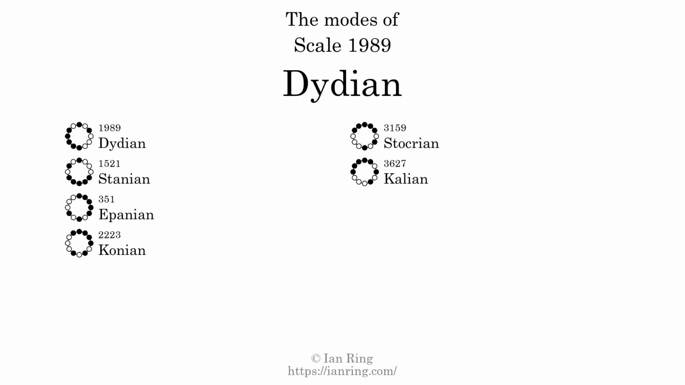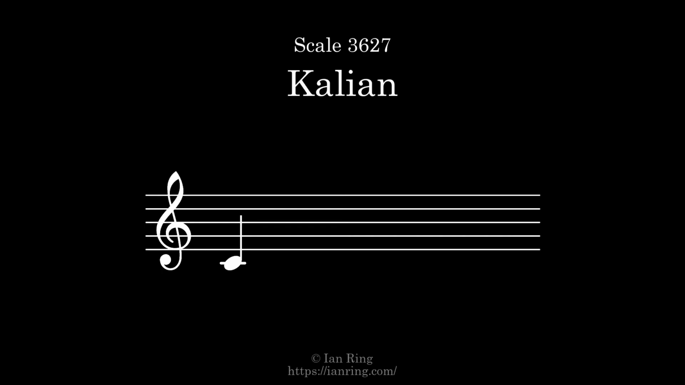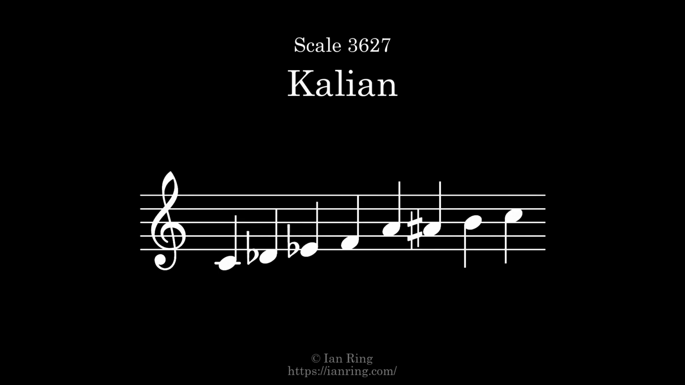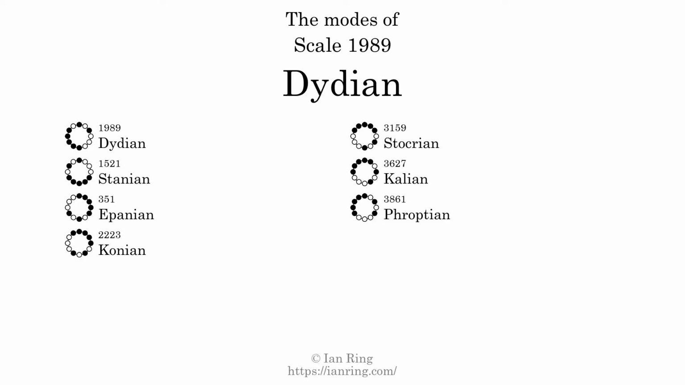The sixth mode is scale 3627, also known as Kaelian. It sounds like this. The seventh and last mode is scale 3861, also known as Frobtion. It sounds like this.